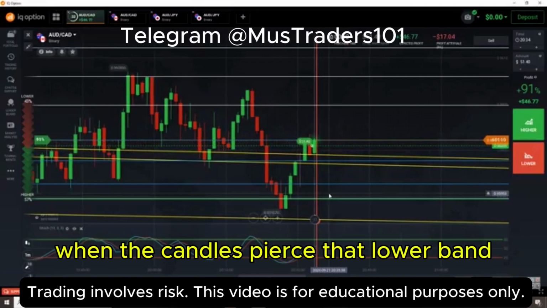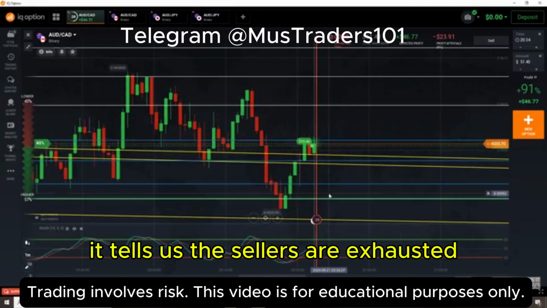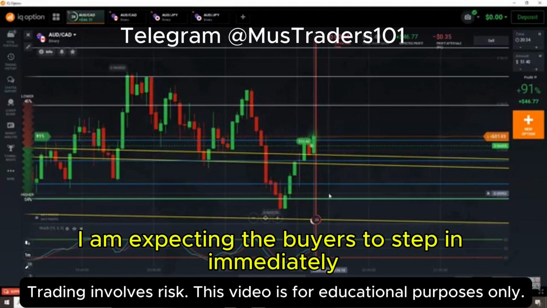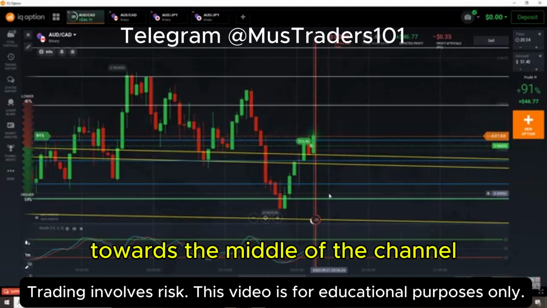When the candles pierce that lower band and fail to break through the support zone, it tells us the sellers are exhausted. The market is effectively oversold. I am expecting the buyers to step in immediately to push the price back towards the middle of the channel.